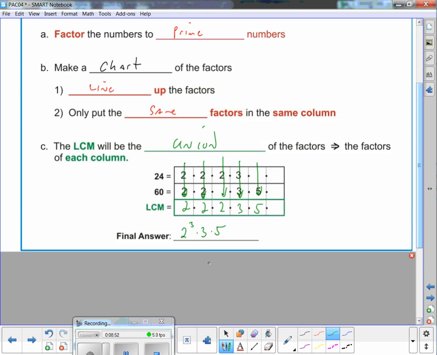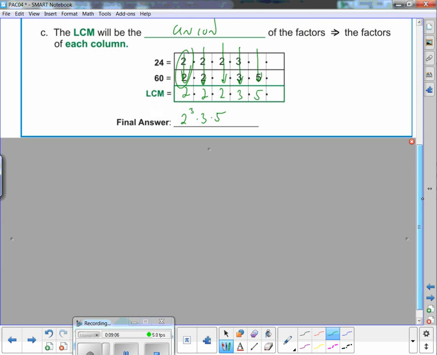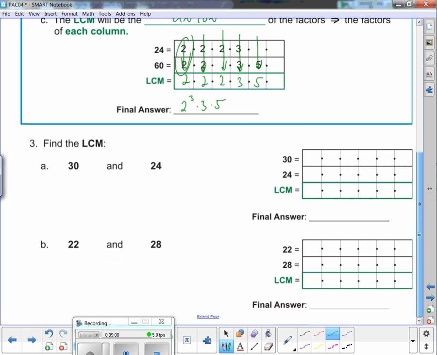And look, this is a mistake I see students make. Look at the first column here. This is not a 2 times 2. It's a 2 for the 2 column. Okay? So don't make that mistake. Let's do some examples and see if we can get the procedure down.